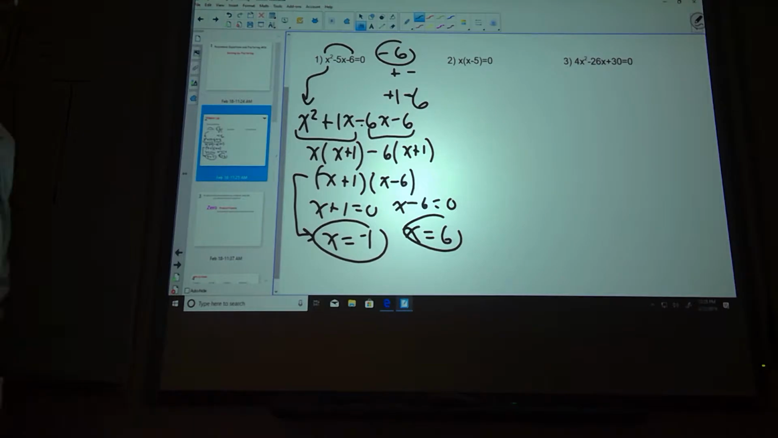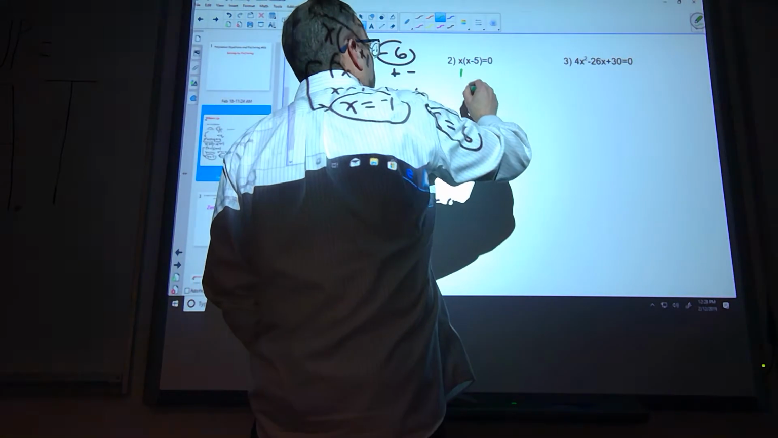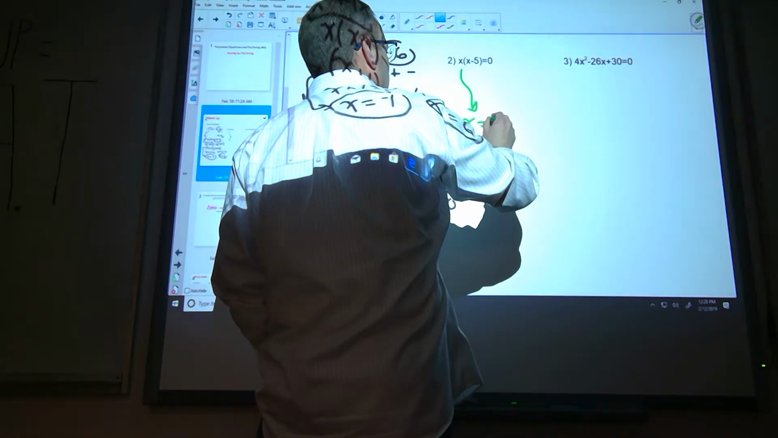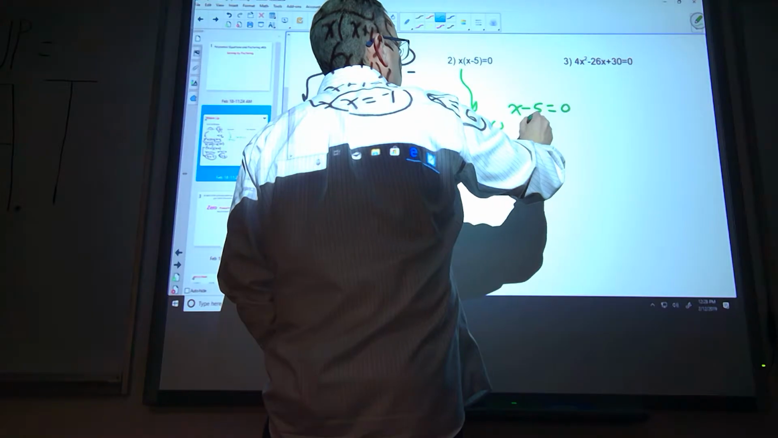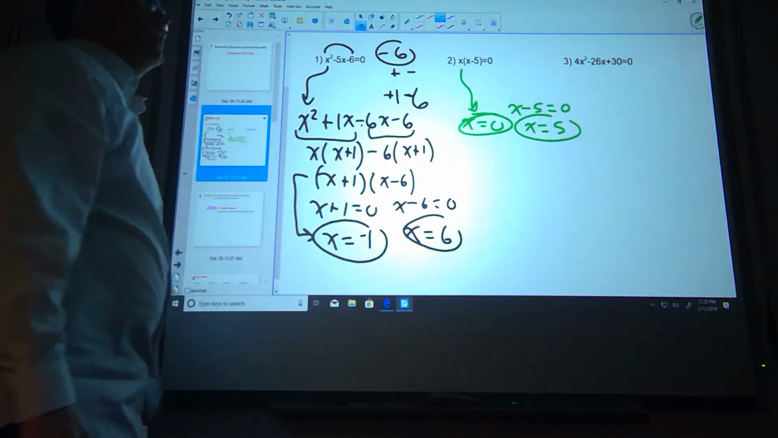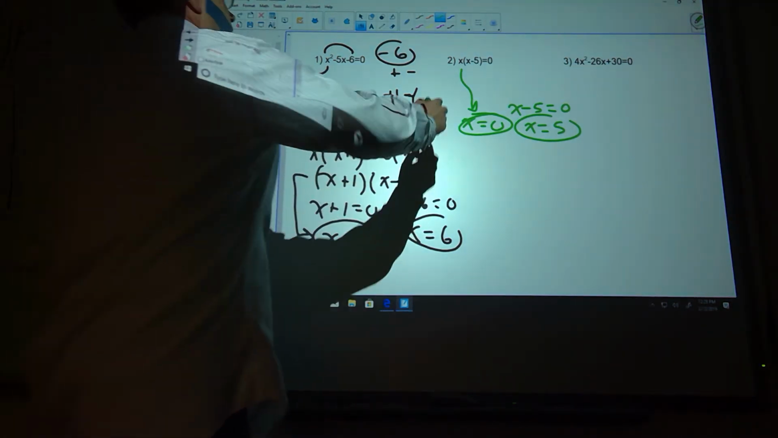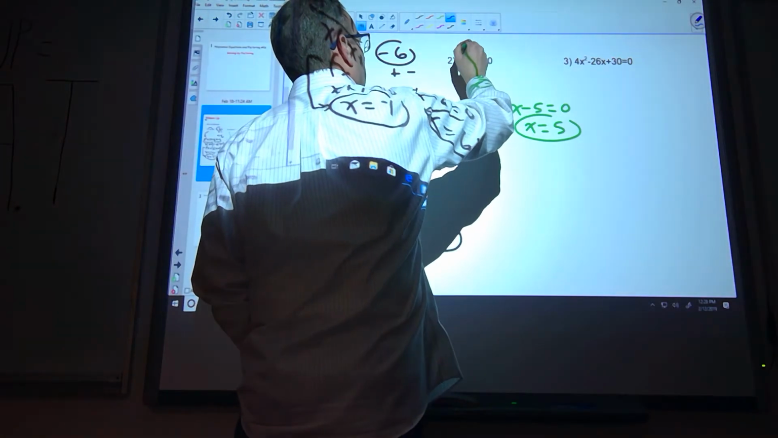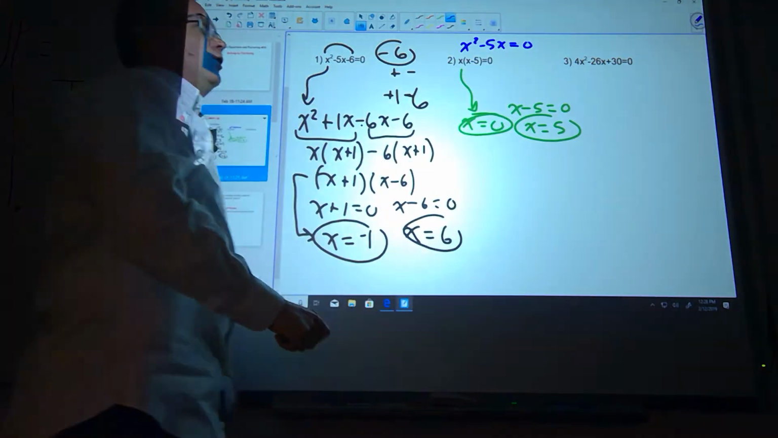Second one, it's already in factored form. This is already factored. So I'm going to say, well, x equals 0 and x minus 5 equals 0. And there's my two answers there. Because that was already in factored form, we didn't have to break it down. If this wasn't in factored form, this would look like this. And then you'd have to factor out a GCF of x.